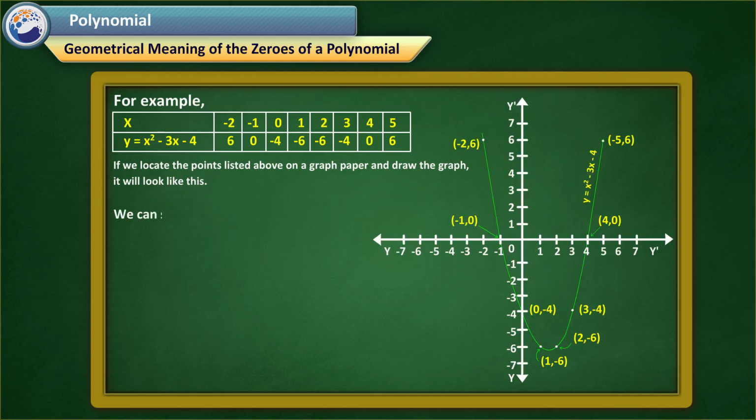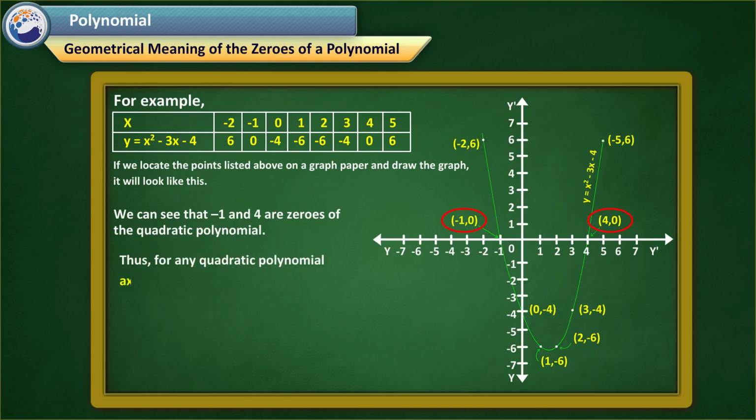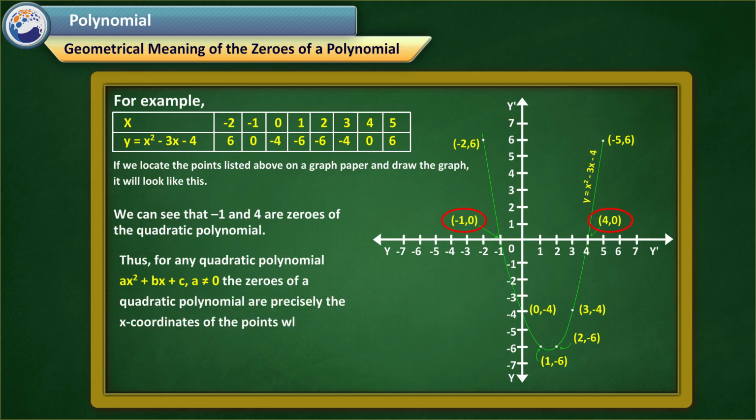We can see that -1 and 4 are zeros of the quadratic polynomial. Thus, for any quadratic polynomial ax squared plus bx plus c, where a is not equal to 0, the zeros of a quadratic polynomial are precisely the x-coordinates of the points where the parabola representing y is equal to ax squared plus bx plus c intersects the x-axis.